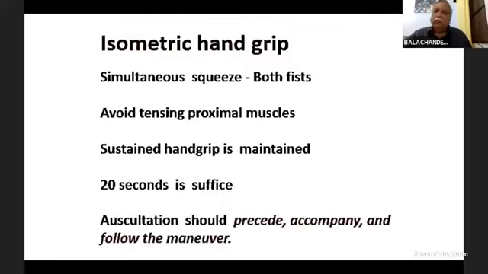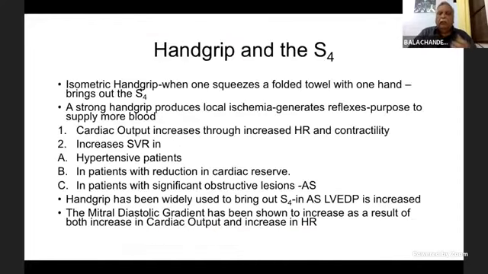And how do you do it? Both fists have to be used, with a simultaneous squeeze, but the proximal muscles, like the deltoid, you should not tense. Only the hand grip should be maintained, and 20 seconds is enough to get the physiological effects going. What happens with the hand grip, and why we are bothered, is about the S4. Now, with the isometric hand grip, when one squeezes a folded towel, it brings out the S4.